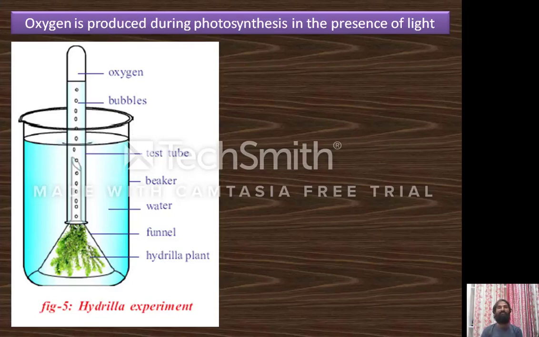When it is involved in the photosynthesis process, it releases gas bubbles. Those gas bubbles are light in weight, so they reach the top of the test tube, where the empty space is, and the oxygen molecules collect there. So this is the experimental procedure. The observation is that the hydrilla plant releases gas bubbles. These gas bubbles indicate the production of oxygen during the process of photosynthesis.